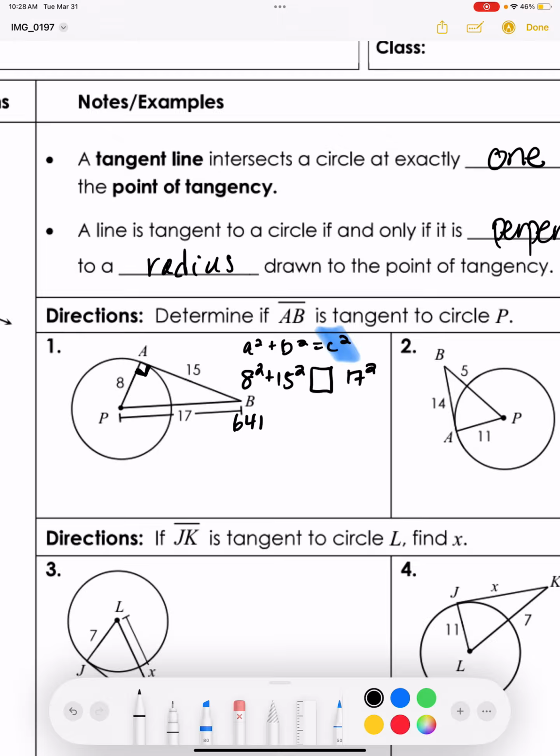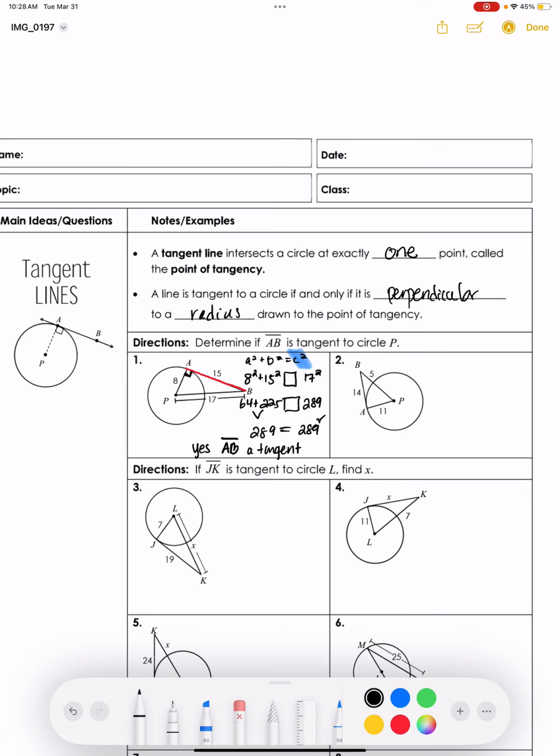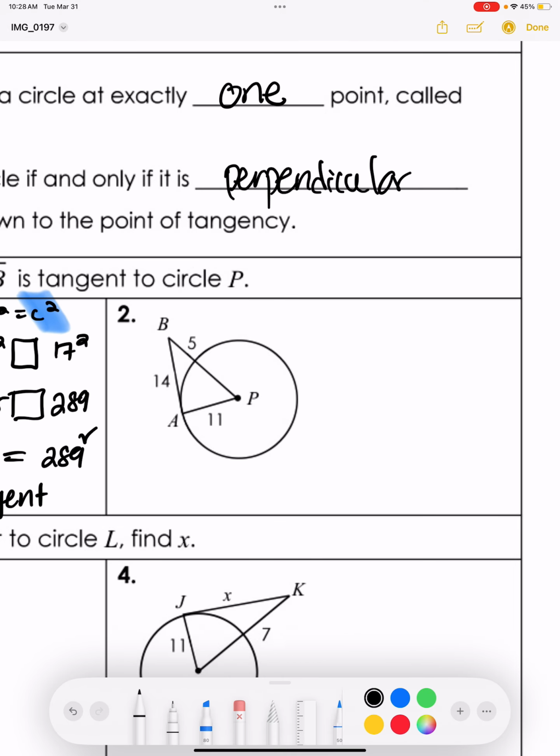8 times 8, that's 64. 15 times 15, 225. Is that going to be equal to 17 times 17, which is 289? So when you add these up, 289. And this side is 289. So because they are equal, then yes, line AB, the line on the outside of the circle, is a tangent. Yes, it is a tangent. Because it worked. Because it did create a right angle, and the Pythagorean theorem worked.